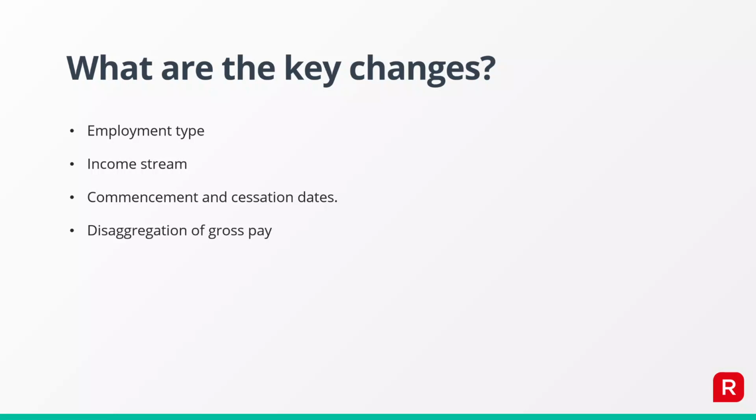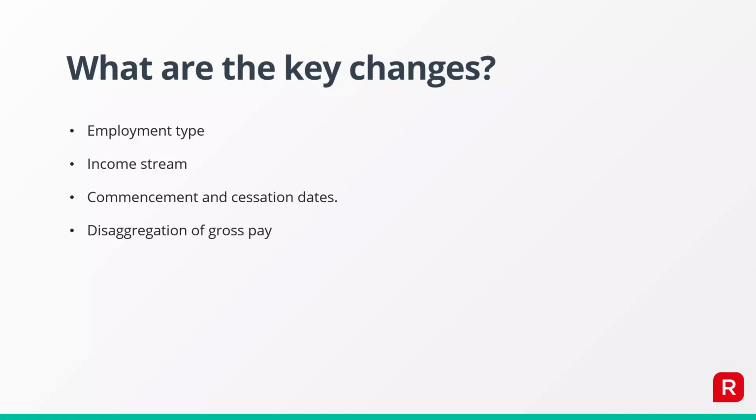This is the same information that you would have currently reported on a TFN declaration. The difference here is that you report this information every pay event. So if the employee's circumstances change, and you change it in your software from casual to part-time, for example, that'll flow through to the ATO on your next pay run.